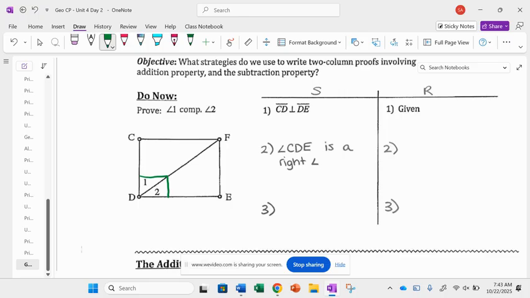CD is a right angle. What led us to that conclusion? You got it. Def of perpendicular.